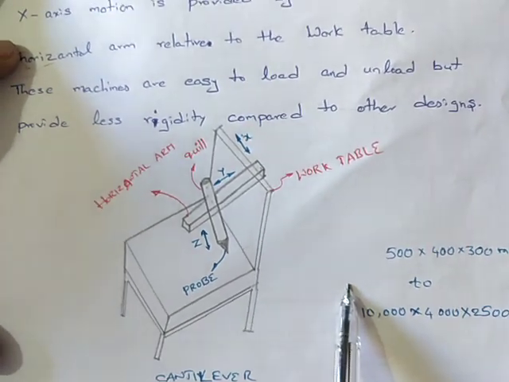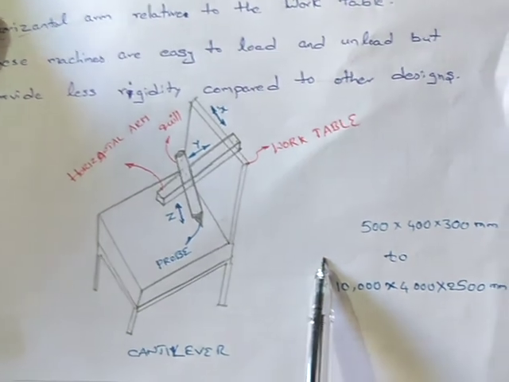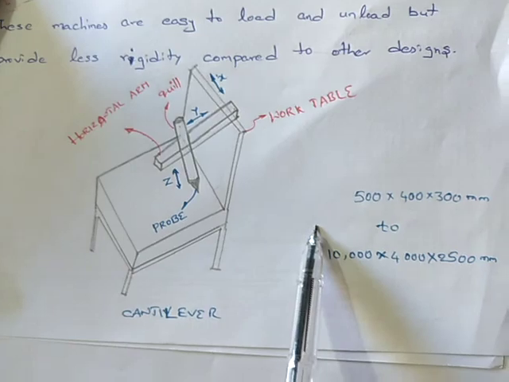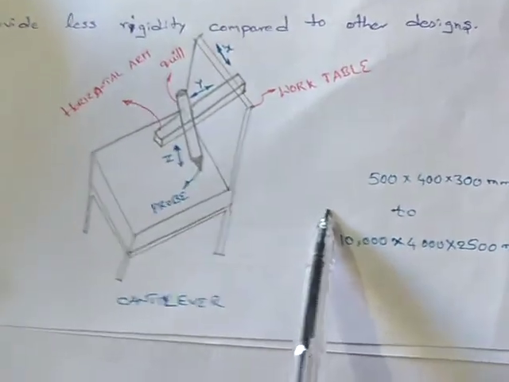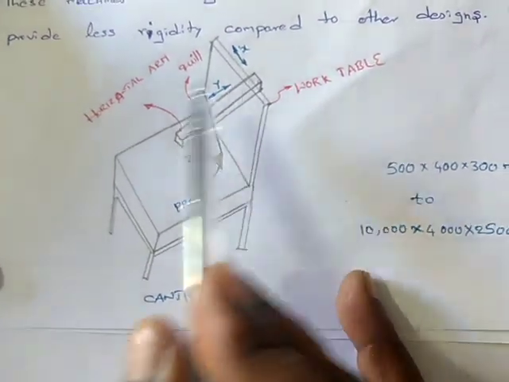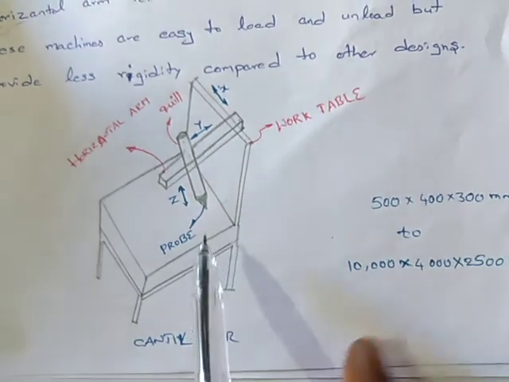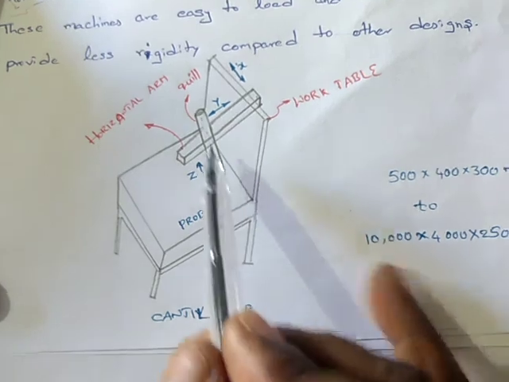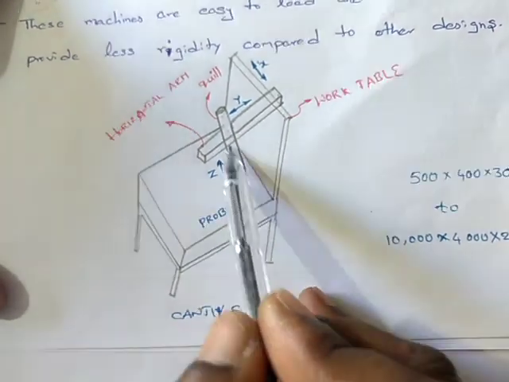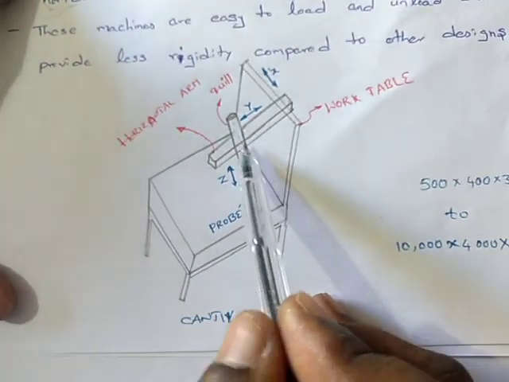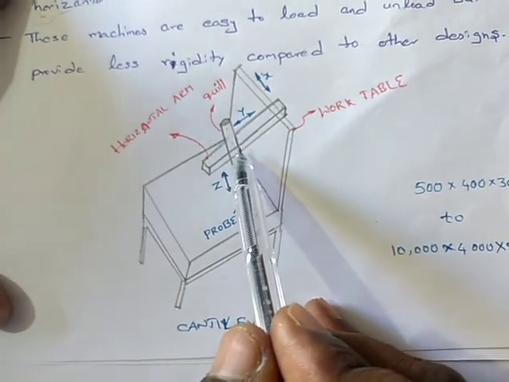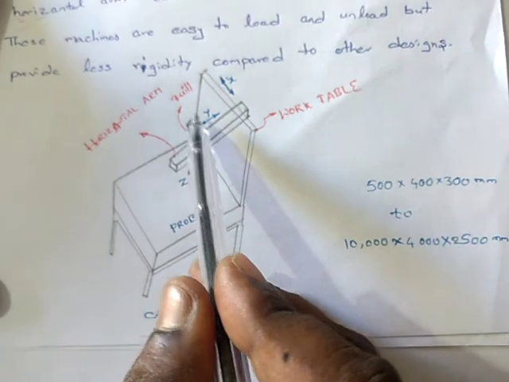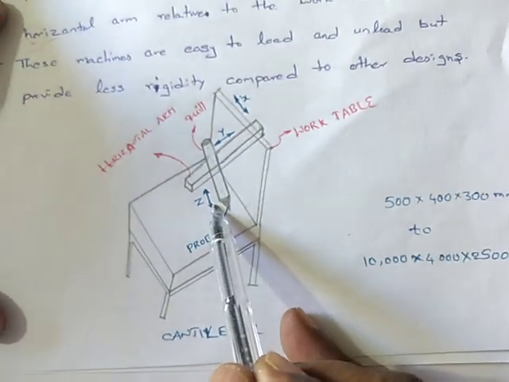Coming to the types of CMM, these are mainly of four types. The first one is the cantilever type. This is the diagram of the cantilever type that we have discussed so far. Here the probe is attached to a vertical quill, and it can be moved upwards and downwards in the z direction.